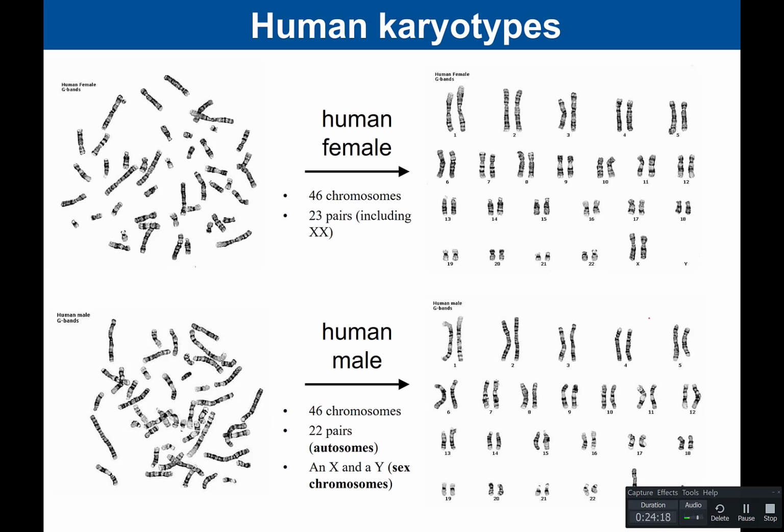So this is just showing you a human karyotype. And so this can be done by taking a blood sample and fixing the cells so that they're in mitosis.